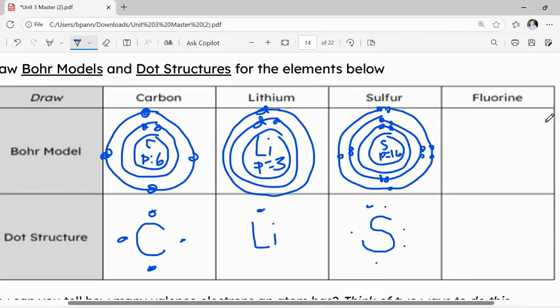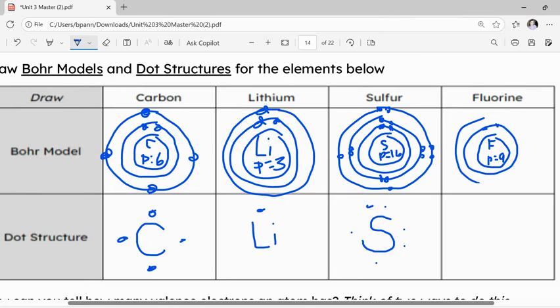Finally, we have our fluorine atom. Fluorine is the element that has 9 protons, so we'll write our F, and then we'll write P equals 9. If you wanted to include neutrons in here as well, you can, but I won't hold you accountable for that on a test. Here's our nucleus, and then we'll put our first 2 electrons in our first energy level. So that's electrons 1 and 2.